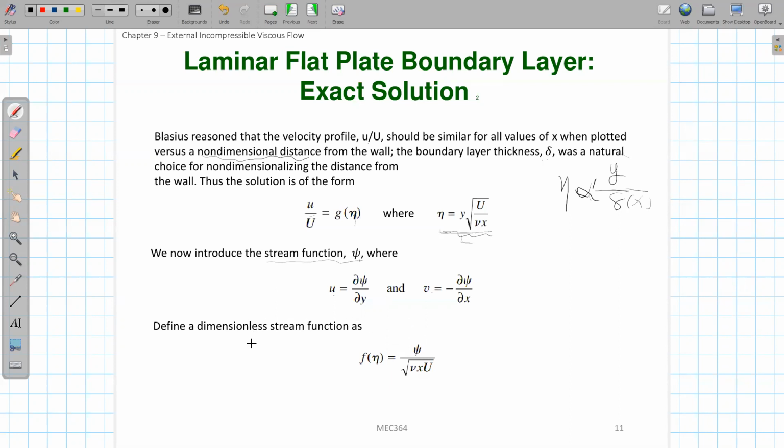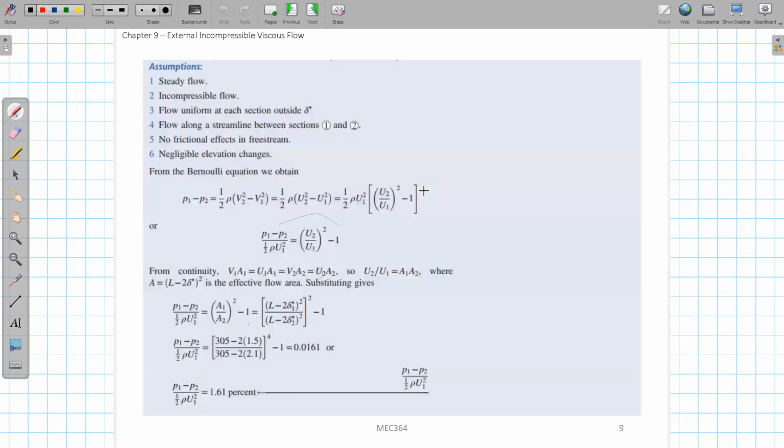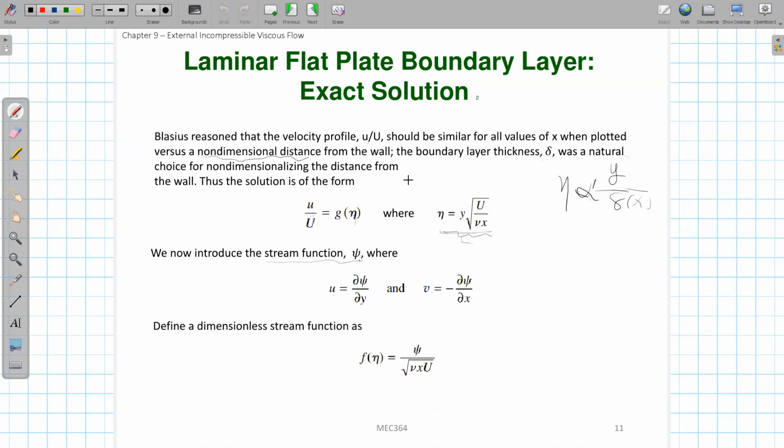Why do we define this dimensionless stream function? Because we know that this psi is a streamline, right? And we are seeing that this velocity profile has this similarity on different x locations. So similarly for the stream function, because the stream function defines the velocity field, right? Your velocity field has this similarity, so your stream function will also have this similarity. In other words, your stream function can also be linked with this eta, which is called the similarity variable.